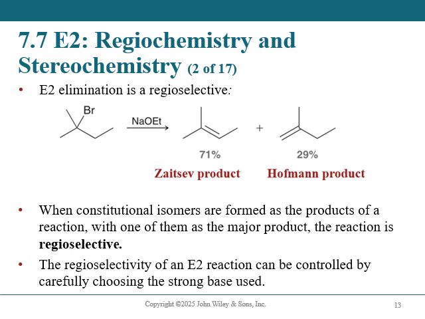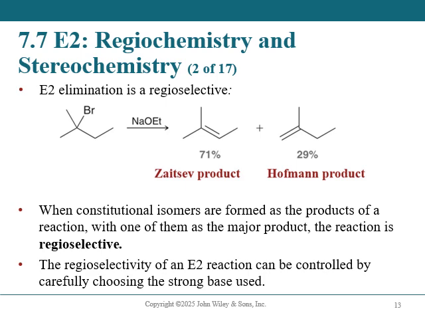E2 elimination is a regioselective reaction. In other words, it favors one site versus another. When constitutional isomers are formed as the product of a reaction, with one of them as a major product, the reaction is said to be regioselective. The regioselectivity of an E2 reaction can be controlled by carefully choosing the strong base used.